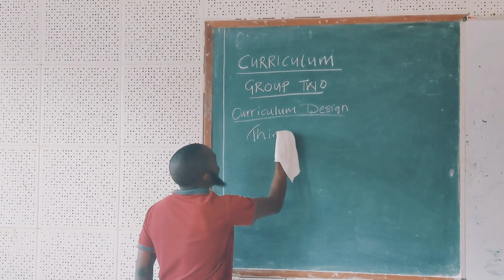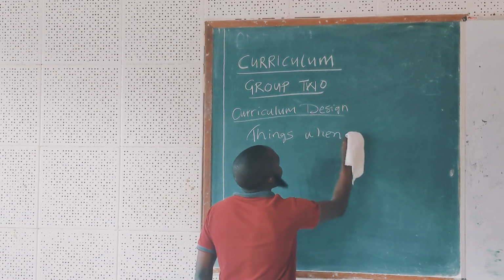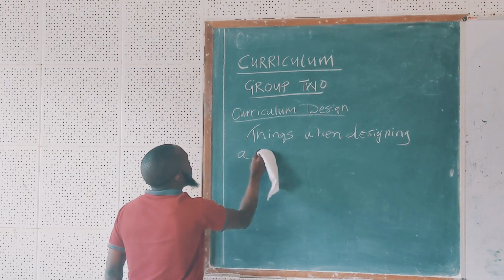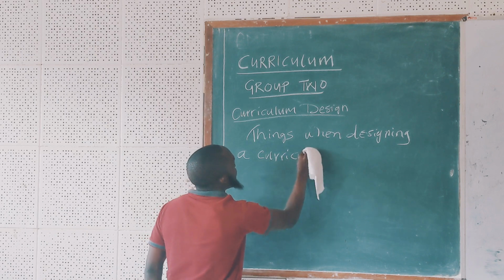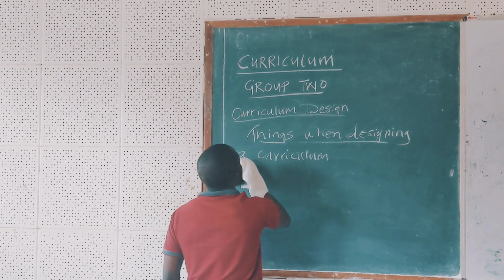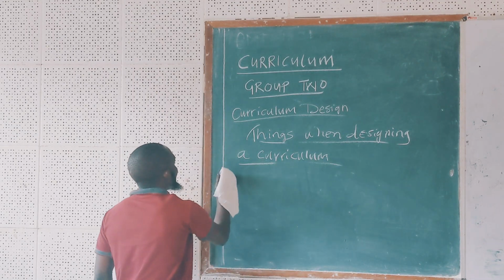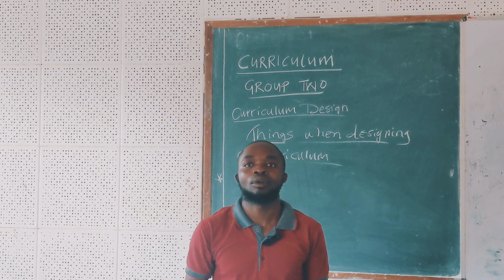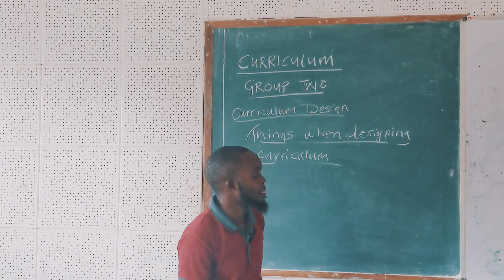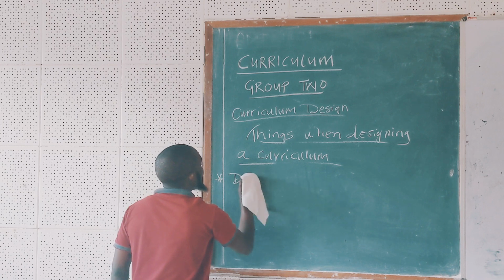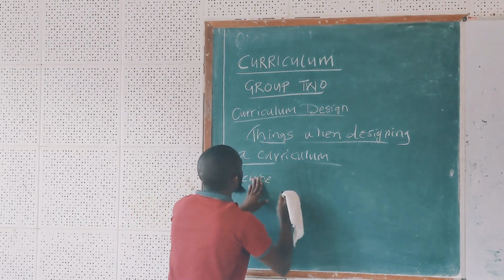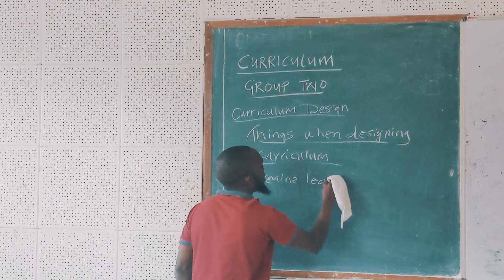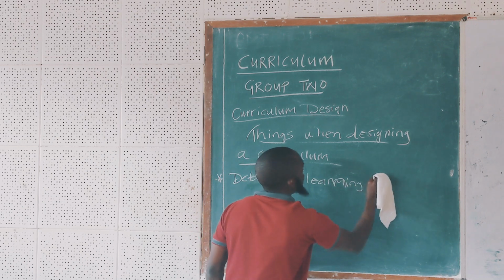I will write: things to consider when designing a curriculum. Number one, you should be able to determine what we call learning objectives.